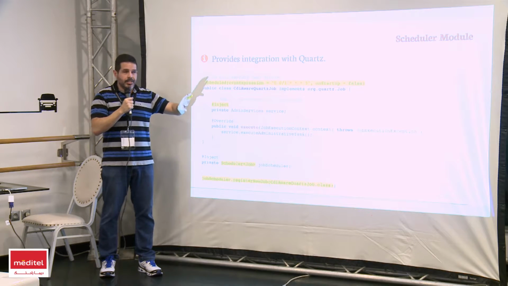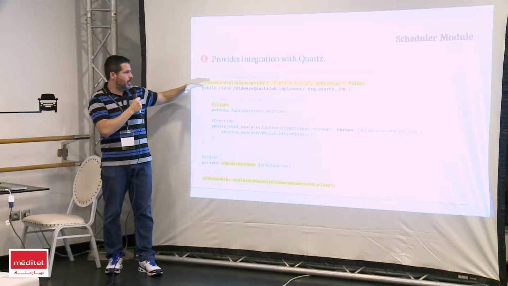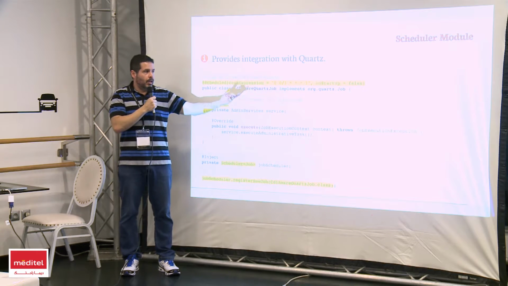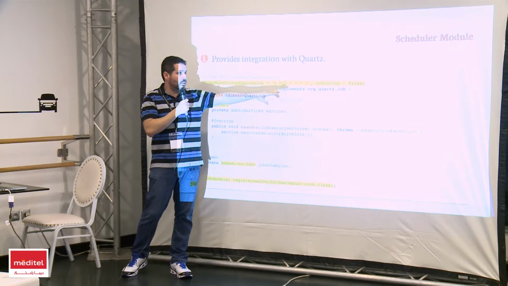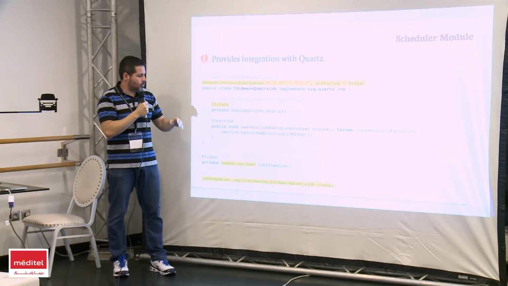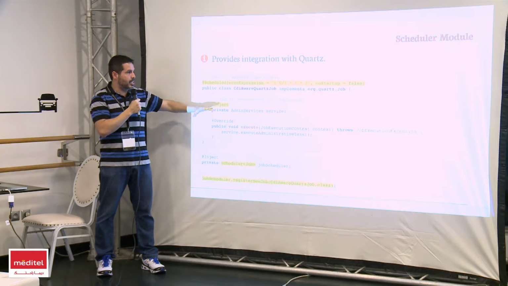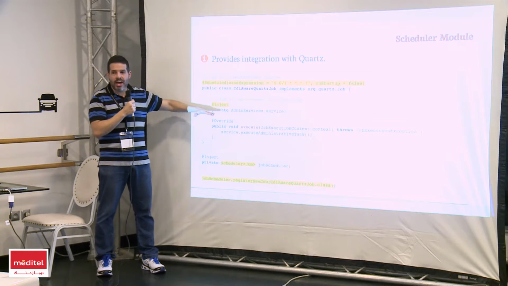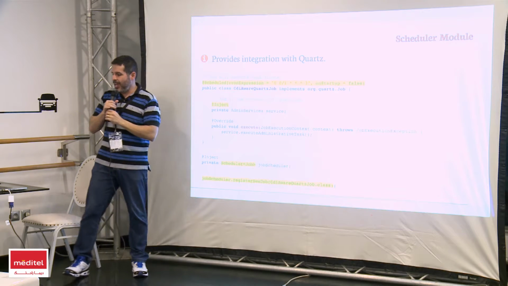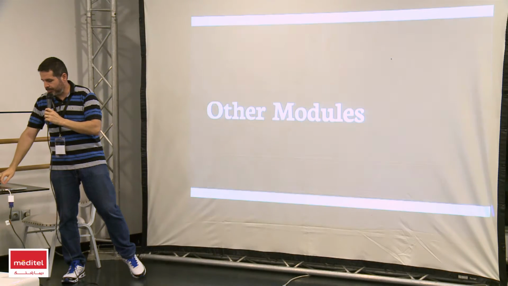What DeltaSpike does is give you the scheduler annotation where you can give it a cron expression. Suppose in this case I said I don't need to schedule this on startup, and I can schedule it later. But the nice thing is that this job allows you to have CDI injection. So this is very, very handy for those that have worked with Quartz.